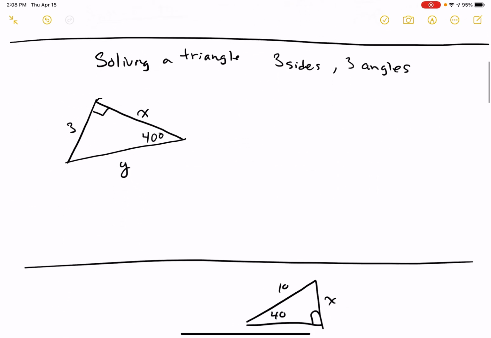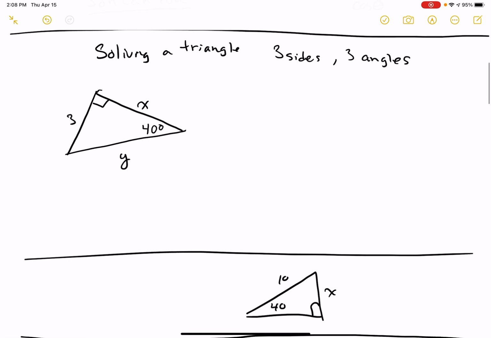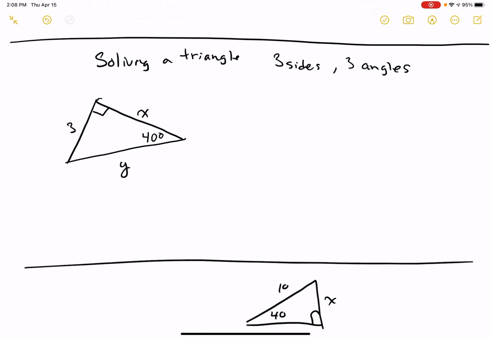When we're talking about solving a triangle, what we're asking for is the length of all three sides and all three angles. Now, in every triangle, you have to have at least one side in order to work with it. In some cases, you'll have two sides to figure out all the other angles, or you'll have a side and an angle. But you have to have at least one side.